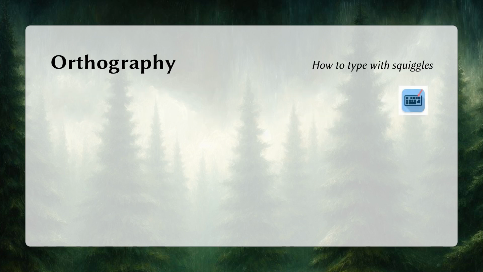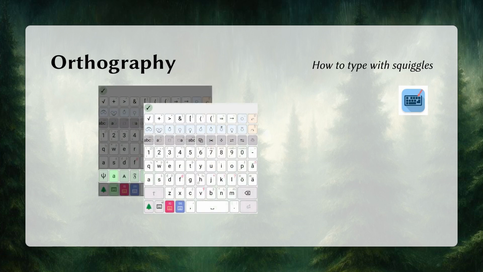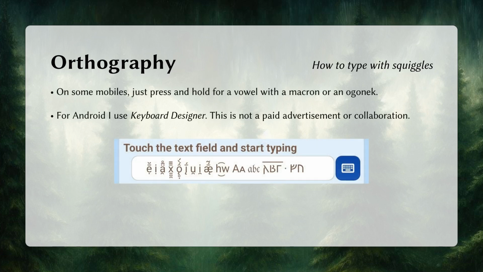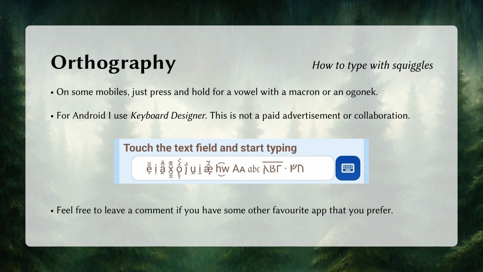With Keyboard Designer, you can design as many keyboard layouts as you need, all with swipes and pop-up menus and what have you. And if you need to add something to your keyboard mid-typing, you can do so. On screen now I'm just showing a capture of some usable and some unusable glyphs that I can now write on my mobile with no effort whatsoever. If you are using some other app that you prefer, feel free to leave a comment here or on Discord so that others can have some options and see which suits their needs better.